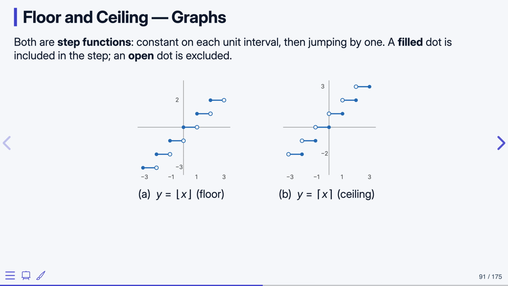The right picture is the ceiling function, and it is the opposite. The left end of each step is open and the right end is filled. So between 1 and 2 the value is 2, not including 1 but including 2. A filled dot means the point belongs to the graph. An open dot means it does not.